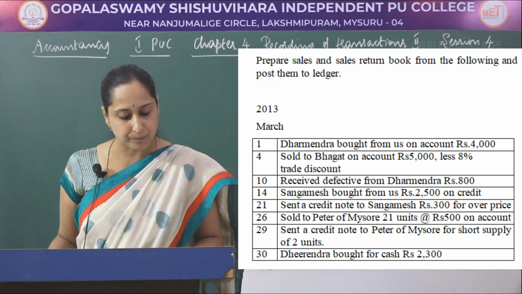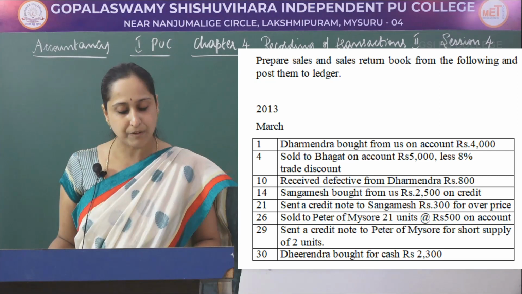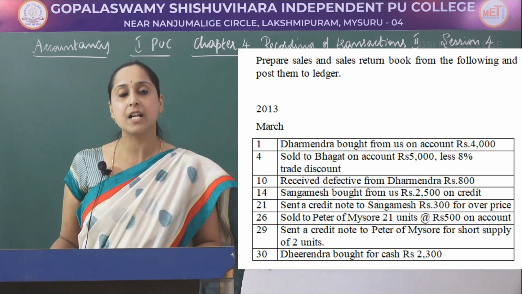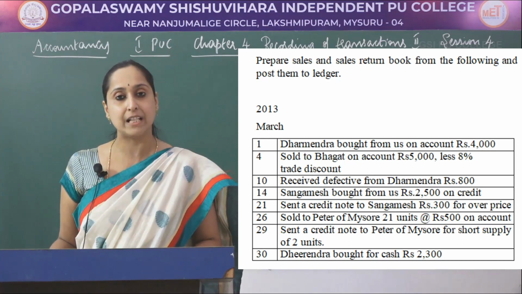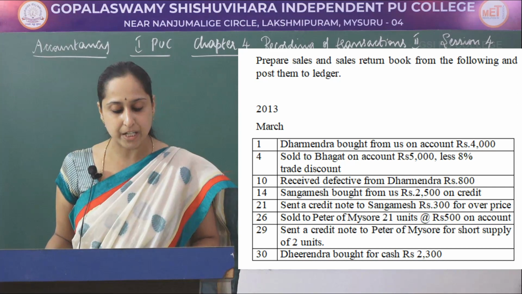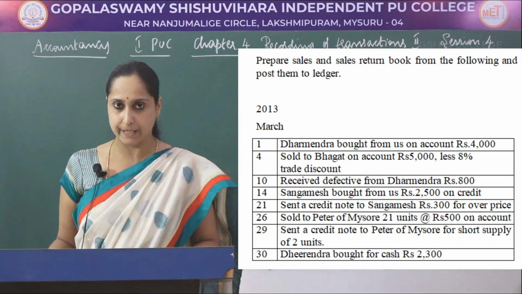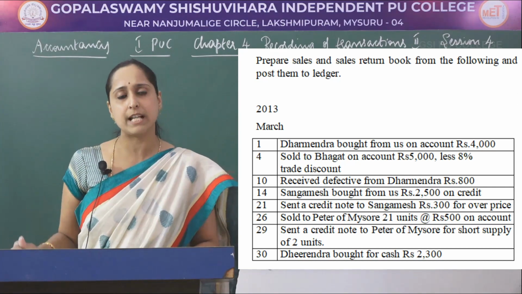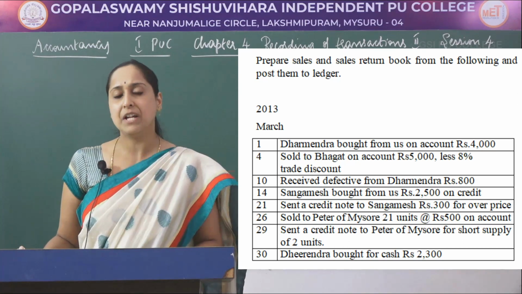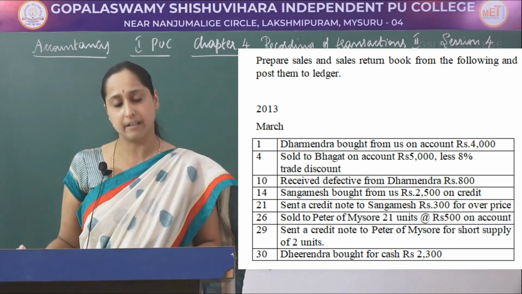On March 4th, sold to Bhagat on account 5,000 less 8% trade discount. Here we are selling goods to Bhagat worth rupees 5,000. We are also giving him a discount of 8%. So while entering the transactions in sales book, we have to deduct 8% discount.